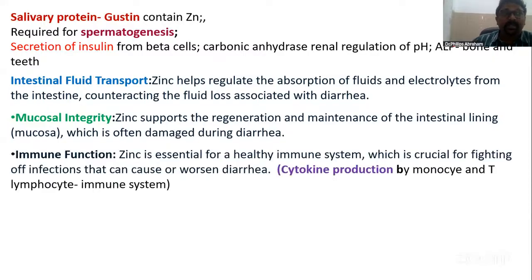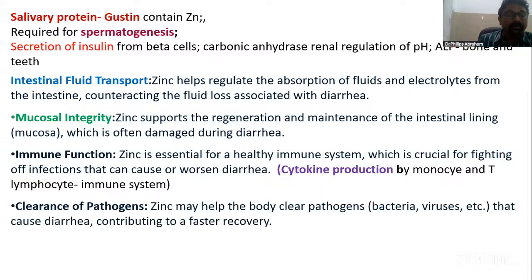Immune function. Zinc is important in synthesis of RNA. It's a component of RNA polymerase. One point. So in that way, it increases the immune function. What does that mean? Antibody production, cytokine production with monocytes and T lymphocytes; the immune system is boosted with the help of zinc. Clearance of pathogens: zinc may help the body to clear the pathogens that cause diarrhea and contribute to faster recovery.